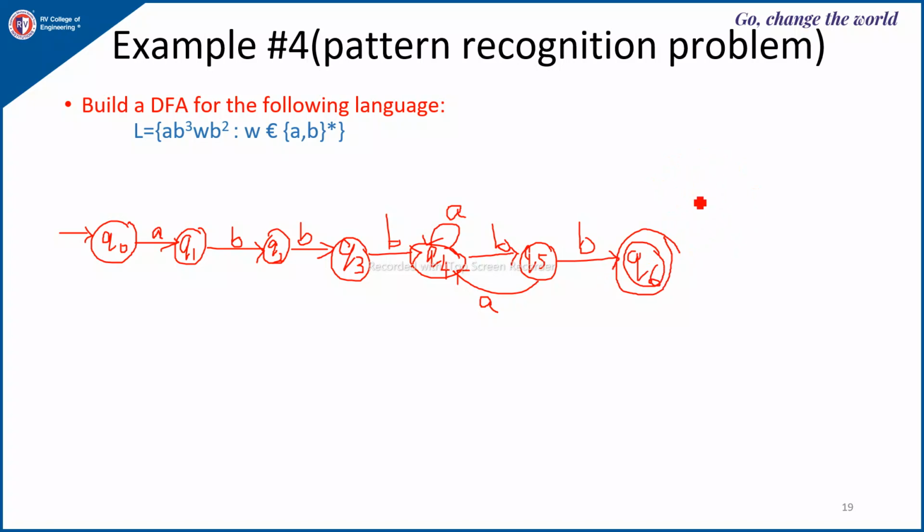B's, so suppose the string is A, B cube, w. This w could be empty. So suppose here, if w is non-empty, it has to be terminated by 2 B's. So I can put a self loop here because it is still having the last two B's only. And on A, if I have A, I should go back to the Q4 state to get another two B's at the end.